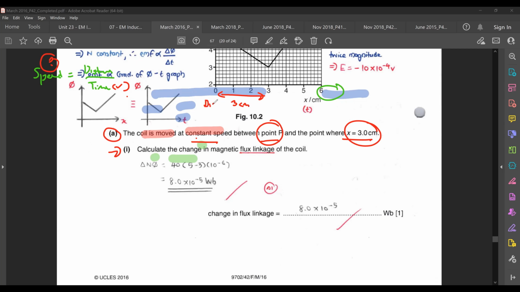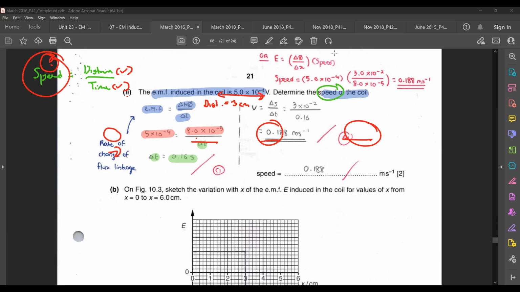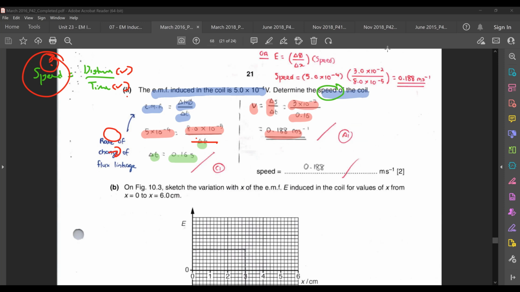This was your distance moved. So since you know the distance, and you know the time now, you can work out your speed. The next part of your working would be this one here, where you say that speed is the change in distance over your time. Distance is 3 centimeter, change to meter, time is 0.16, eventually your speed will be 0.188 meter per second. So that one is pretty straightforward. Okay, then we move on to part B.